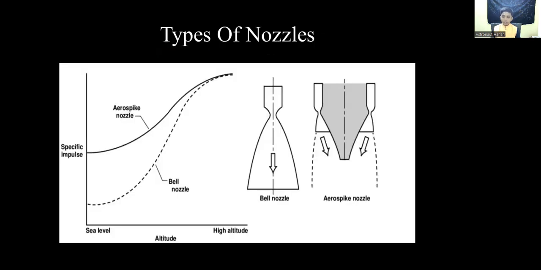Types of nozzles. There are two types of nozzles, bell nozzle and aerospike nozzle. Bell nozzles are traditional nozzles. They have to be optimized specially for sea level and vacuum levels, whereas aerospike engines have a good specific impulse at both sea level and vacuum.